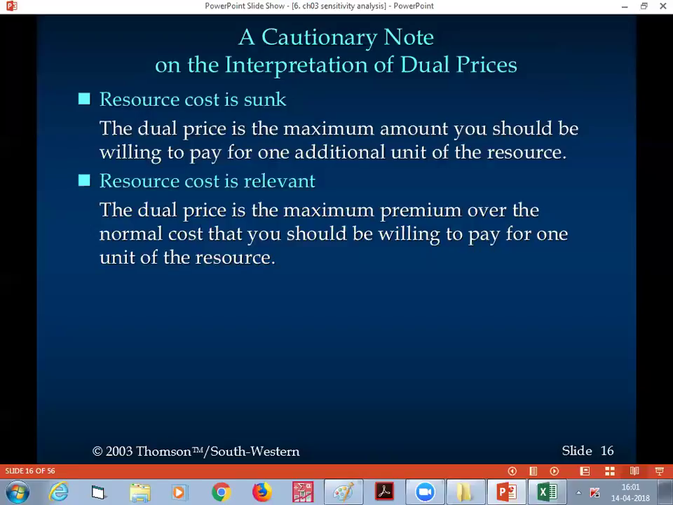On the other hand, if the resource cost is relevant, the dual price is the maximum premium over the normal cost that you should be willing to pay for one unit of the resource. So normal cost is already taken care of in the objective function. So anything more than that is what is being compared with the dual value. So premium, in other words, how much more than the normal cost will we be willing to pay for the resource? Okay, very small sort of thing.